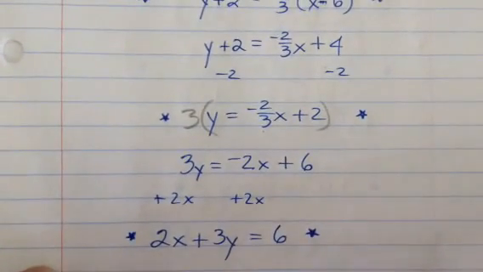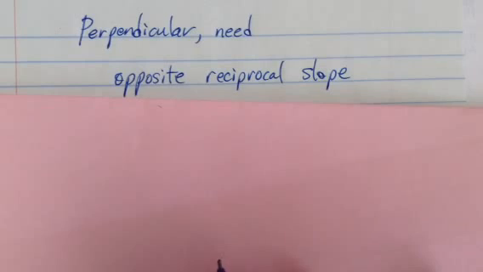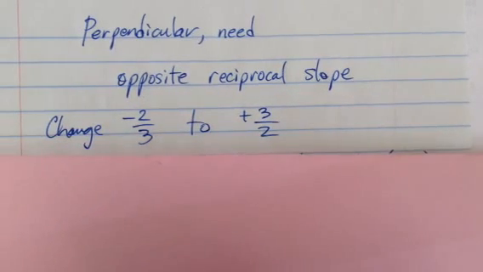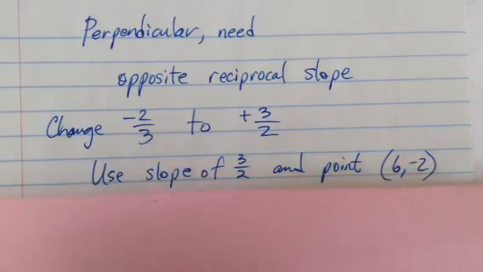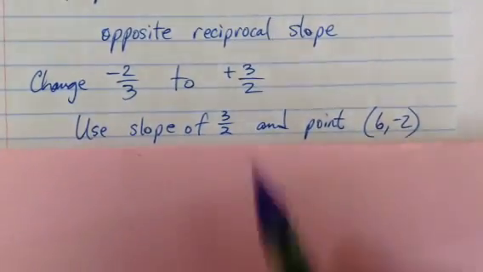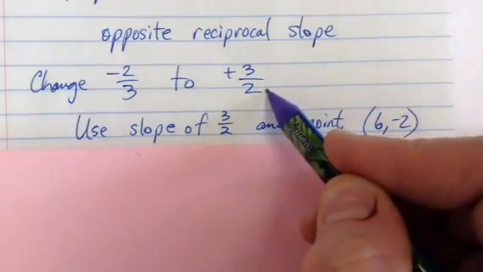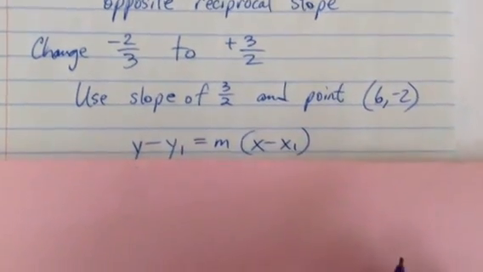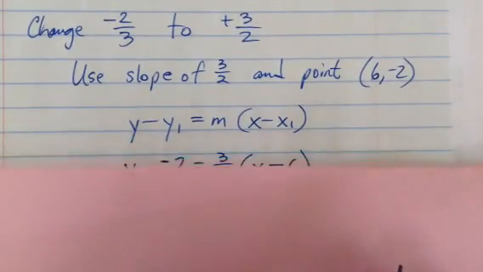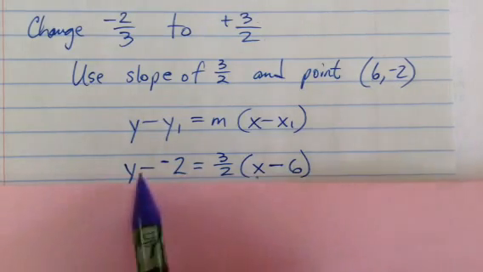Now, to be perpendicular, I got to give it the old 1-2 punch, right? Remember what that is? I got to use the opposite reciprocal. So I'm going to change a negative to a positive, and I'm going to flip 2/3 to 3/2, and I'm going to do the same thing. I'm going to now use this slope because I'm perpendicular, and I'm going to go through the same point. Process is going to be the same. It's a great place to start. Clean up your double signs.